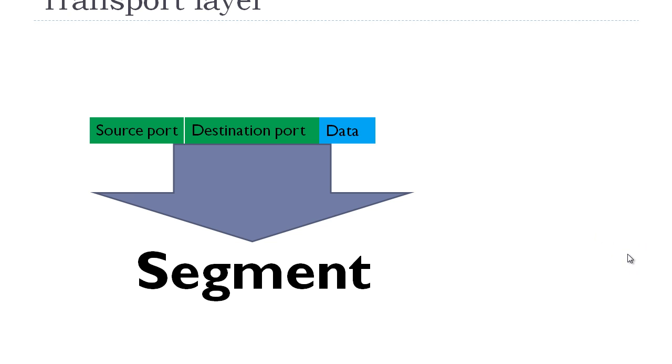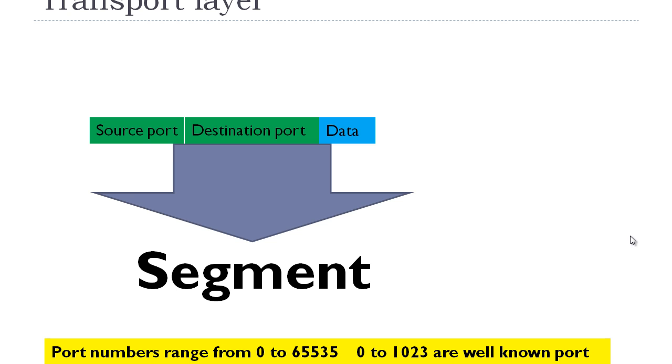That's the reason why I told you the data is now called a segment. If you don't know what a port number means, port numbers are just used by network applications in order to communicate over the network. These port numbers range from 0 through 65,535, and there are some well-known ports, from 0 through 1023. Just keep in mind that the host also uses port numbers in order to communicate.